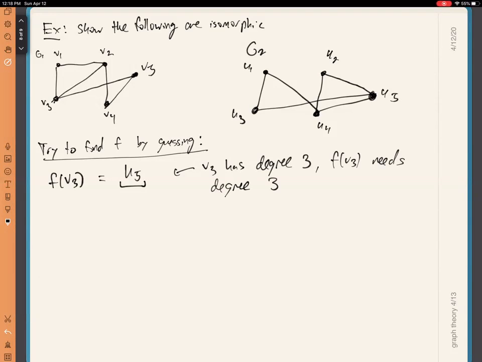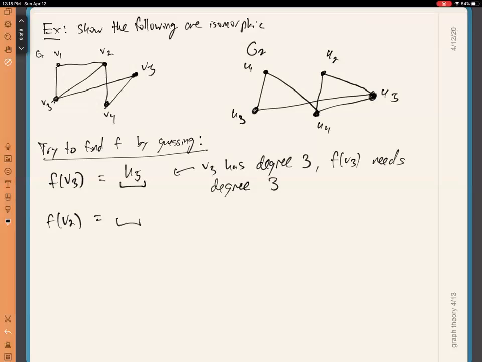Okay, and now the next thing to do is, there's no inherent problem with this choice, but we've only picked one value of the function. So the next thing to do is move on to other vertices in G1. To be smart about this, though, we want to make sure that we're not disrupting any of the edge relationships with v3. So I should move on to other things that are connected to v3. For example, let me move on to v2.